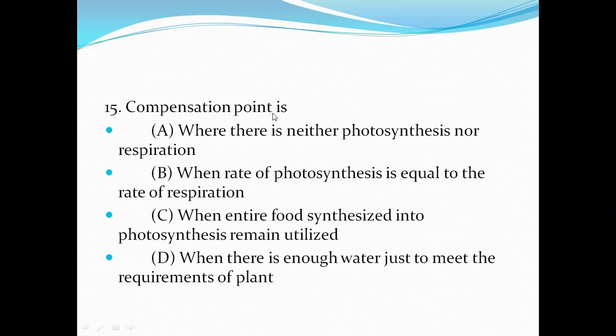Now here you should know that compensation point is a point where both the rate of photosynthesis and the rate of respiration are equal. So when the rate of photosynthesis is equal to the rate of respiration, this is what we call the compensation point.